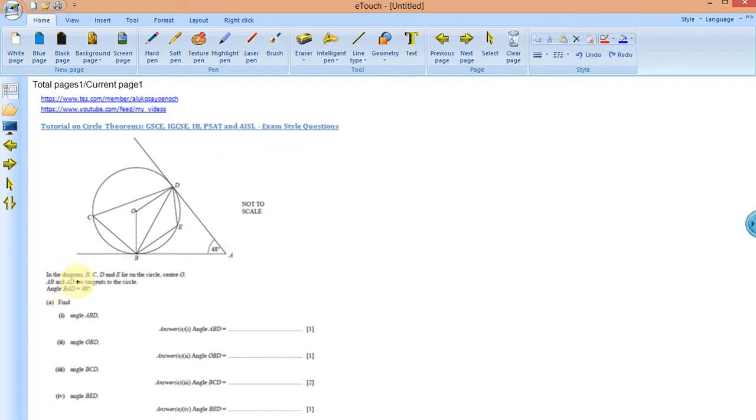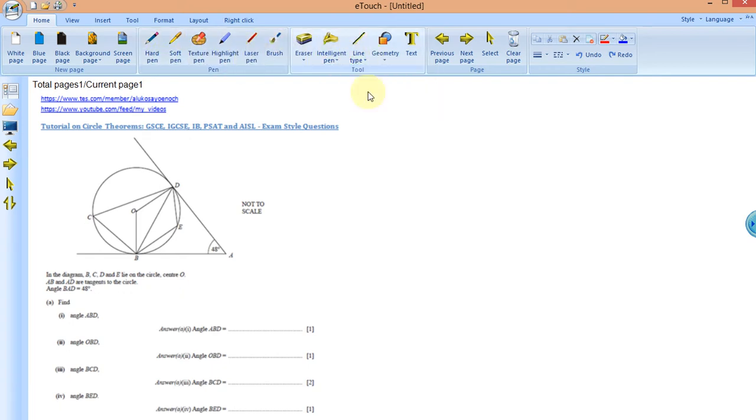In the diagram, B, C, D and E lie on the circle center O. AB and AD are tangent to the circle. Angle BAD is 48 degrees. Find angle ABD. So BAD is 48 degrees, and we have to find ABD. Let me work with that.